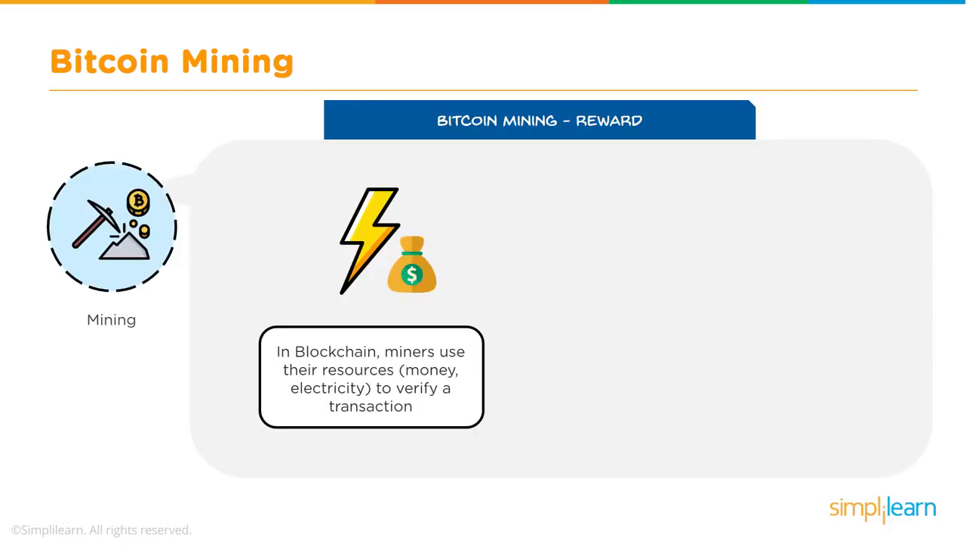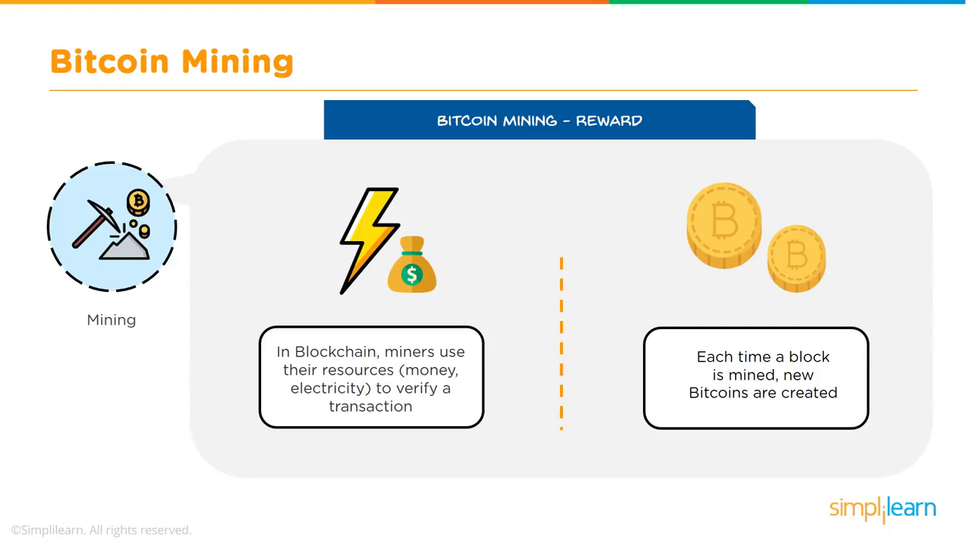So as of today in blockchain, miners use their resources to verify a transaction. Each time a block is mined, new bitcoins are created in the network. The Bitcoin total supply is limited. It is at 21 million. Approximately 21 million bitcoins are in supply. 17 to 18 million bitcoins have already been mined, so only 3 to 4 million are left.